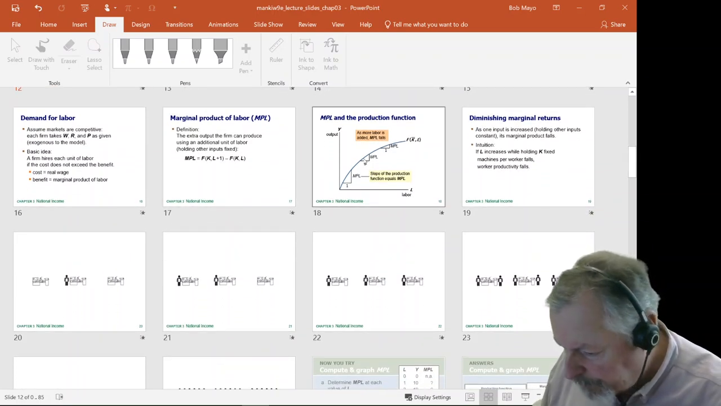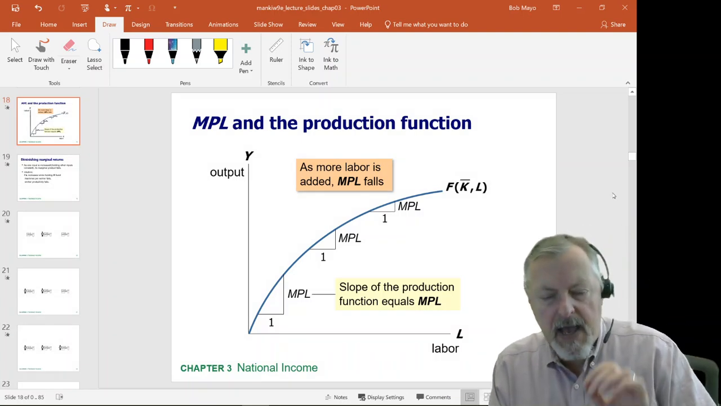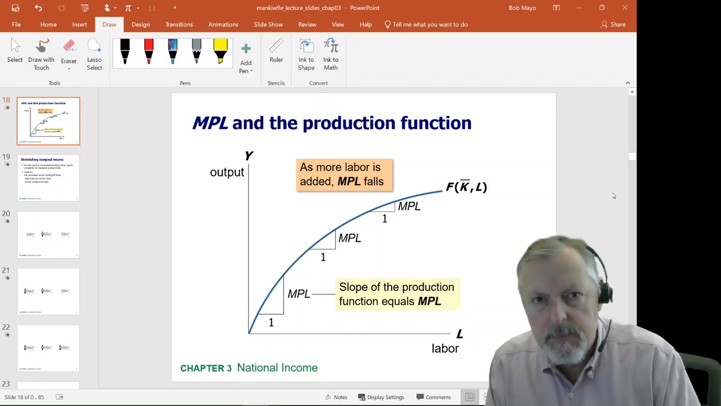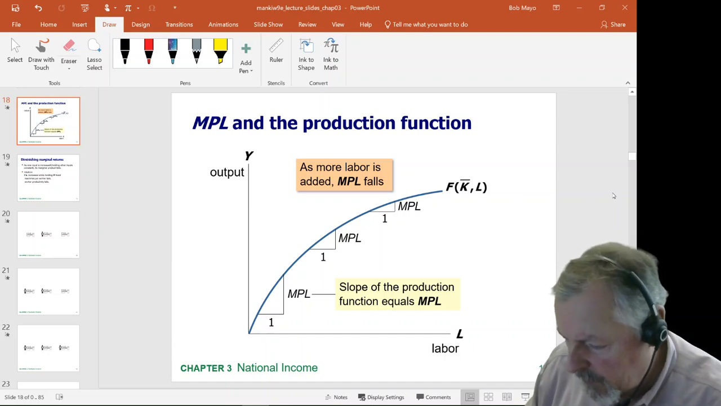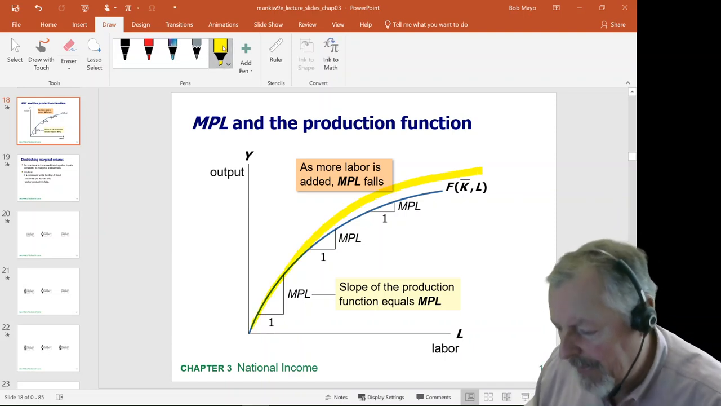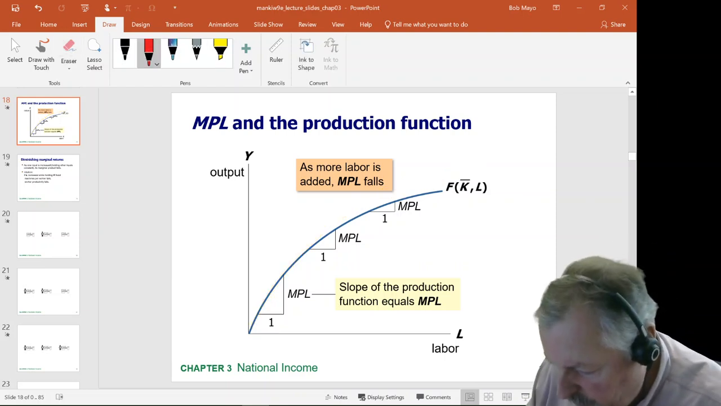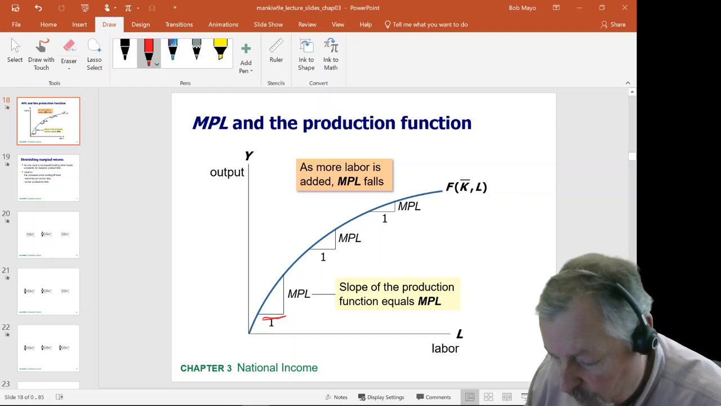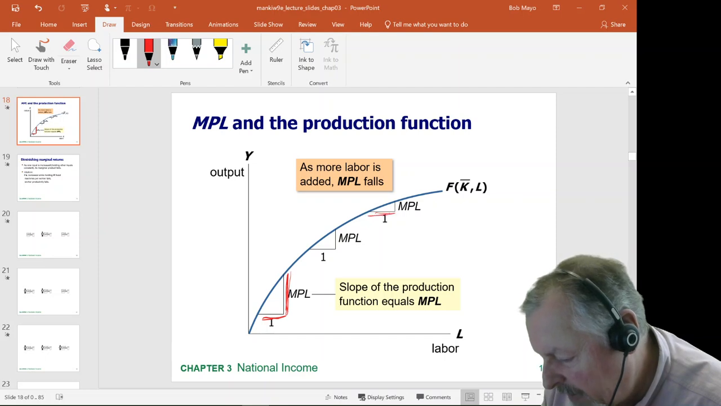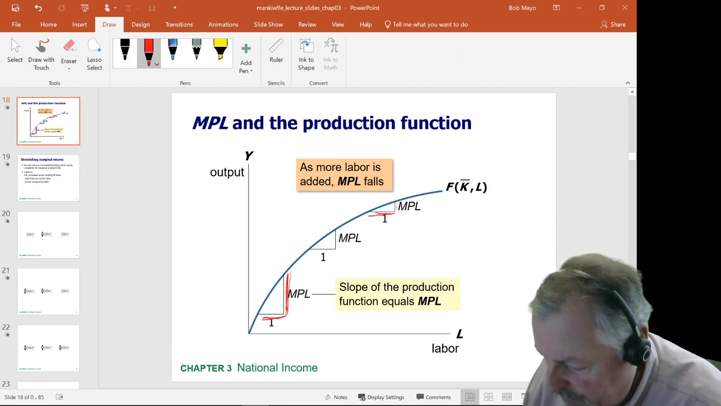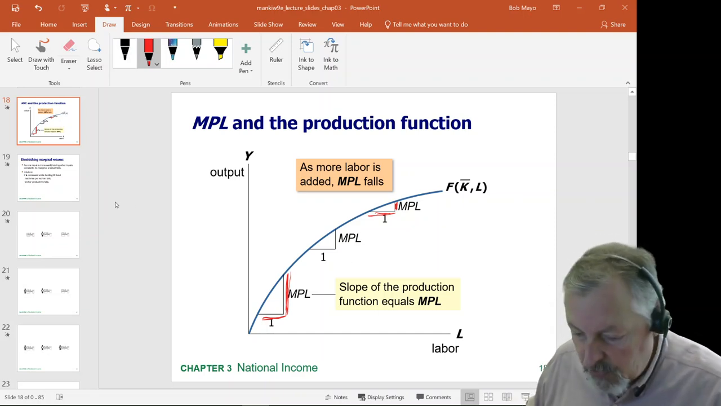Marginal product of labor. If you add one more unit of labor to the economy, how much more output do you get? Well, you can see that it's declining. The first unit of labor gets you that much additional output. But after you already have a lot of labor, adding one more unit only gets you that much, because it's declining marginal product.